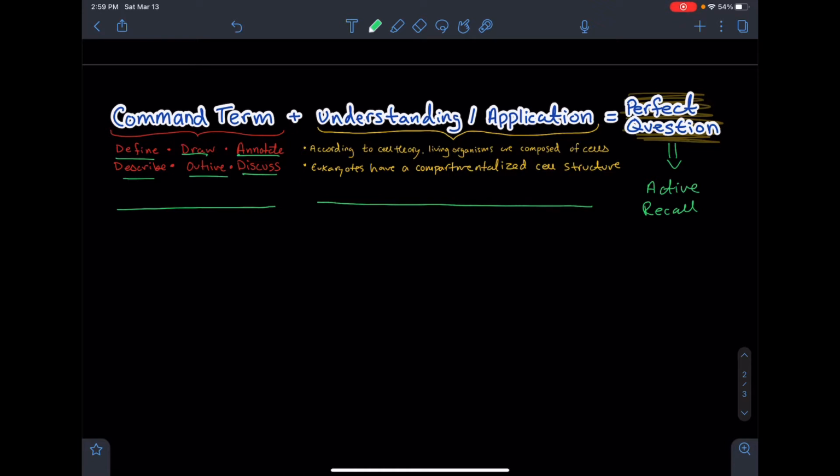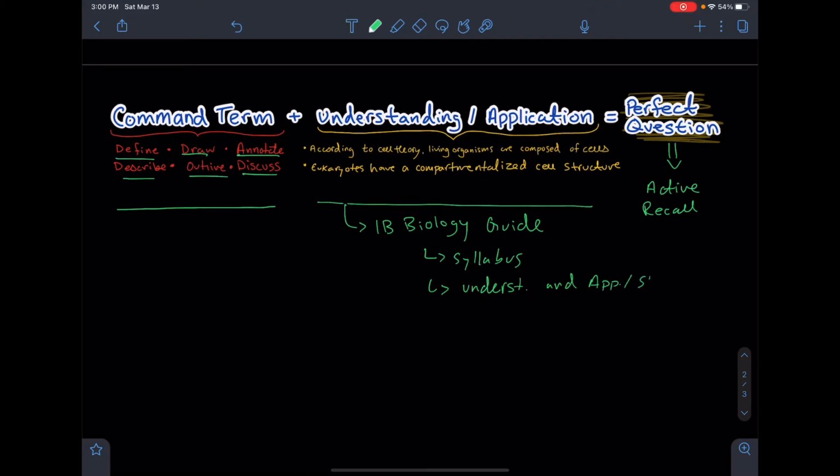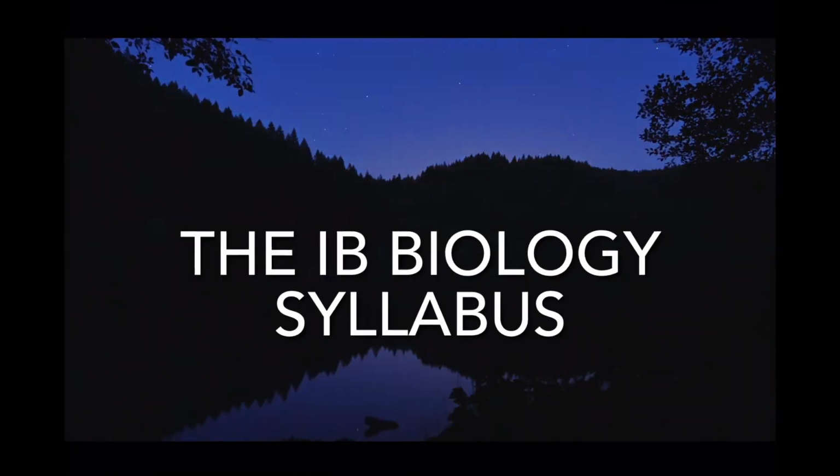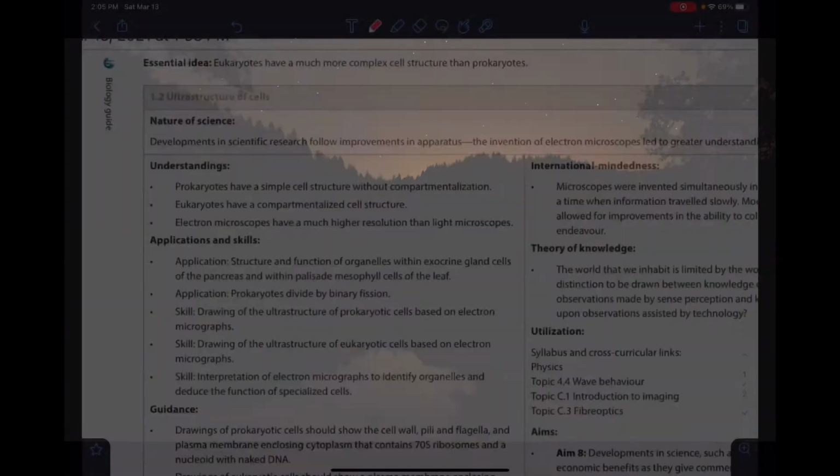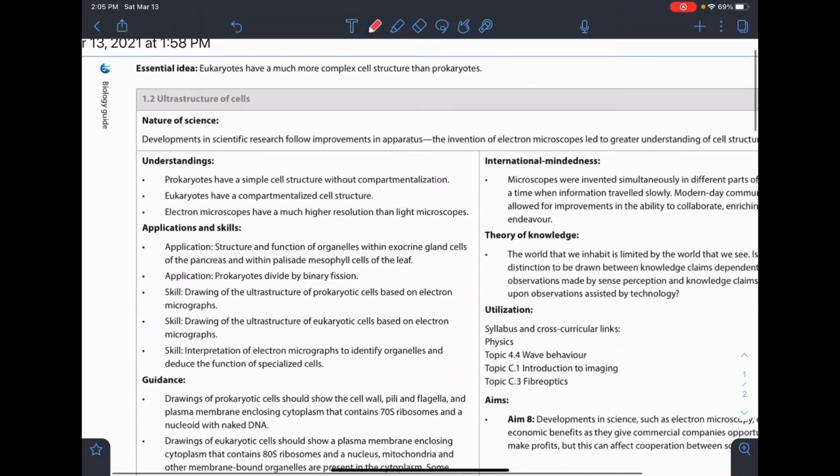Where do we get these understanding and application statements? Well, for that, we're going to have to go to the IB Biology Guide. This guide contains the syllabus as well as all of the understanding and application and skill statements. This is the format of the IB syllabus.